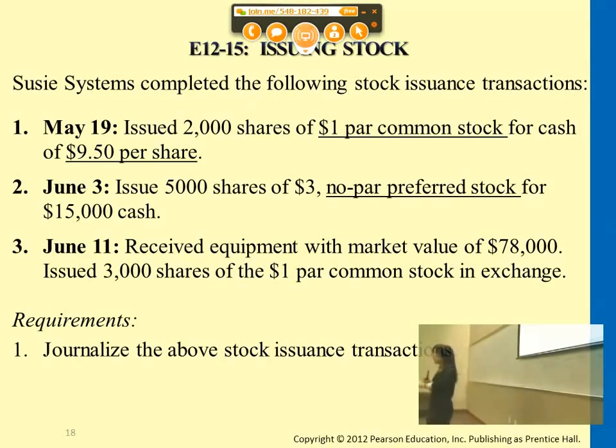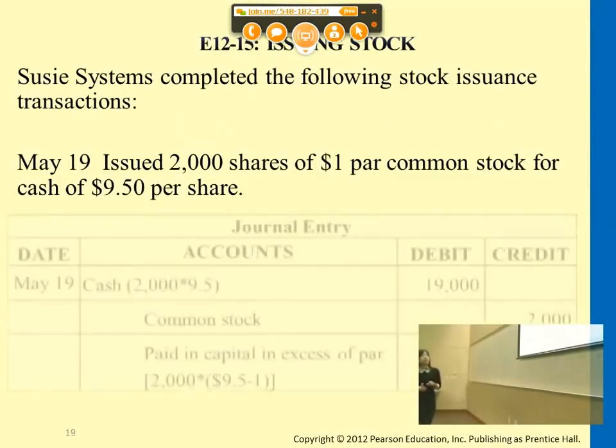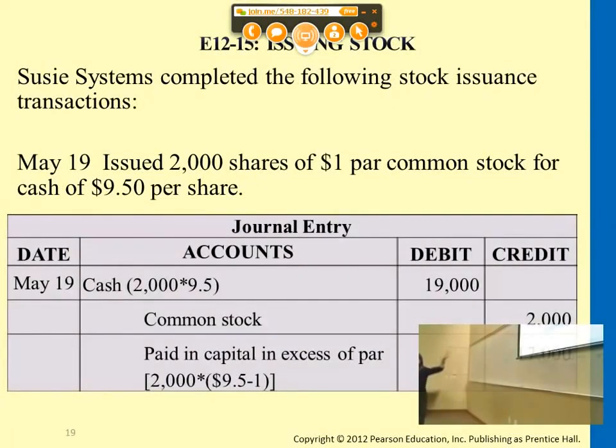There'll be common stock. There's also paid-in capital in excess of par. Okay, so for this transaction, May 19th, there will be three accounts here. Debited: cash, 2,000 shares times the issue price. Credit side, common stock is always the number of shares times face value, if there is one face value. And the excess over par, market price minus face value, $8.50 times the number of shares.